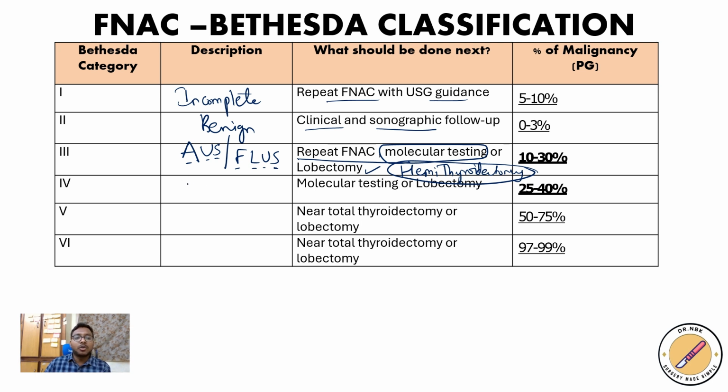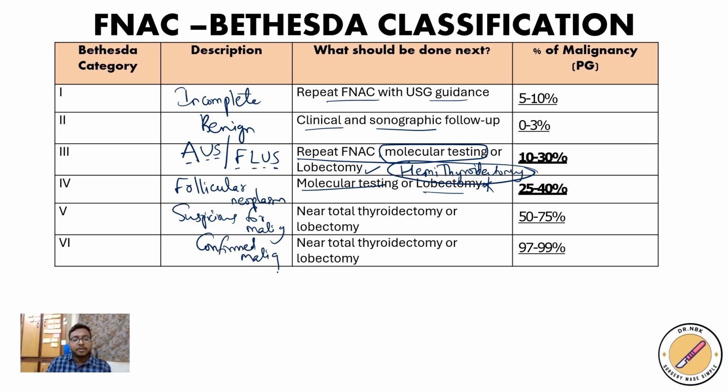Okay. So next, coming to 4, it is called follicular neoplasm. Again, if you have the facility, you will go for molecular testing, and if you don't have the facility, you will go for lobectomy. I mean hemithyroidectomy. Right. Next, coming to 5, it is suspicious for malignancy, and 6 is confirmed malignancy with the biopsy.